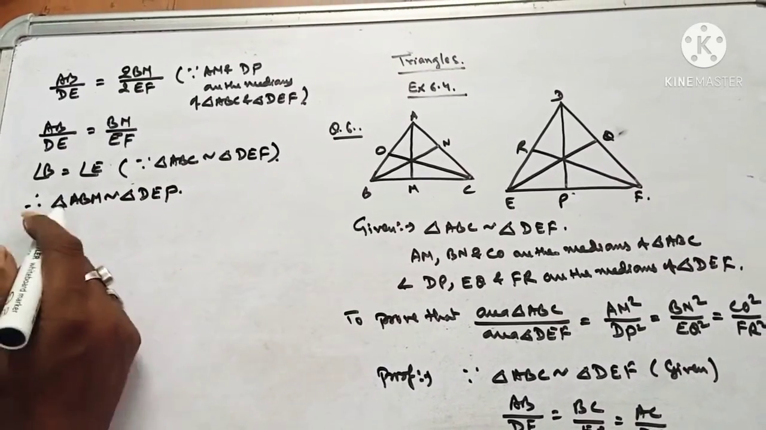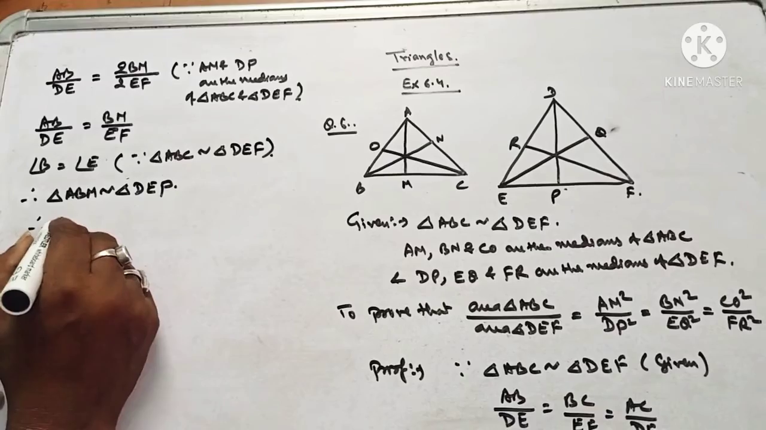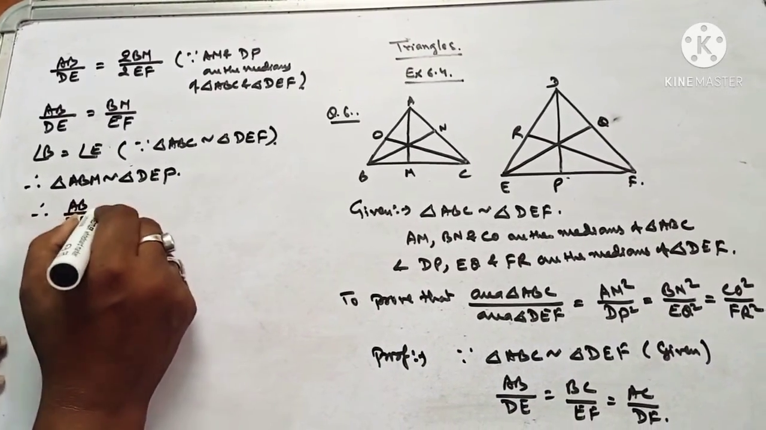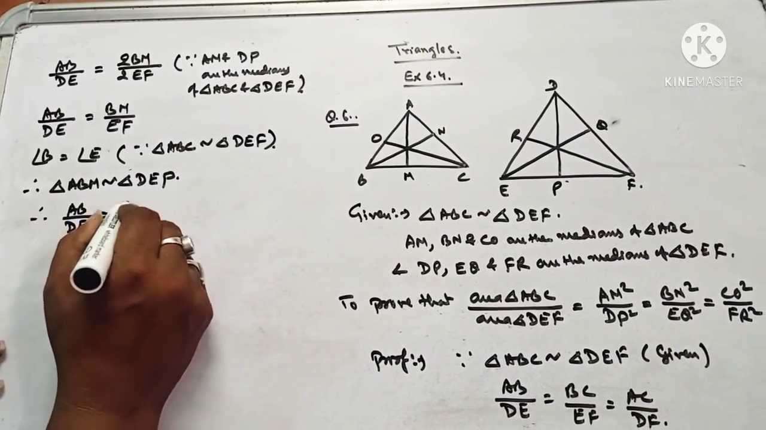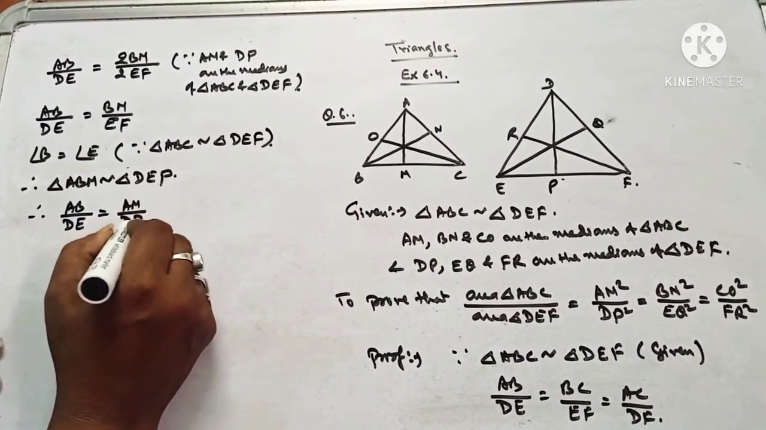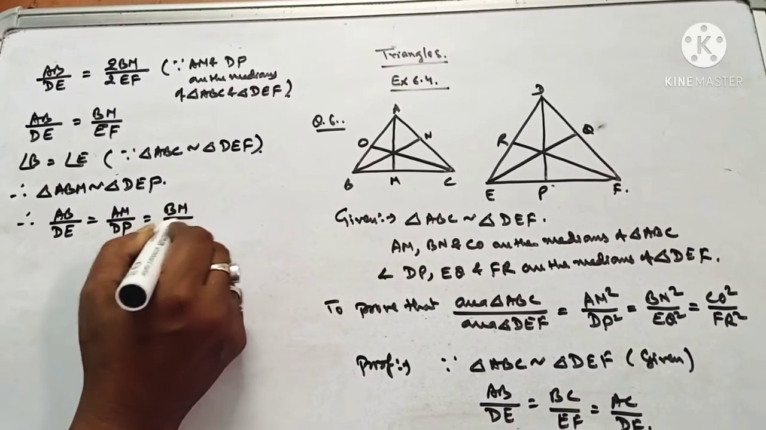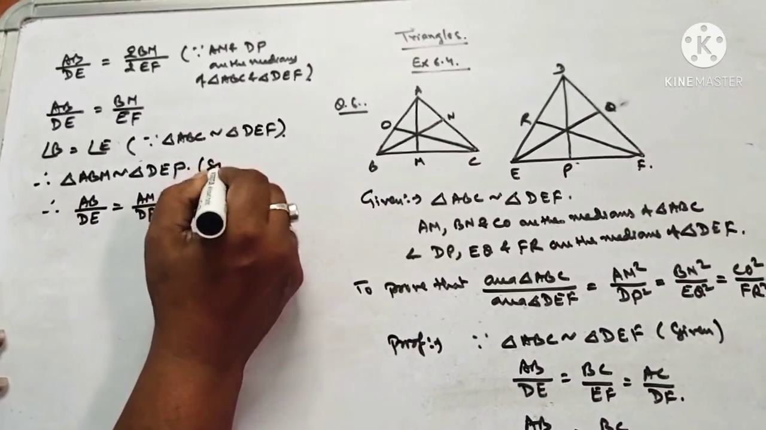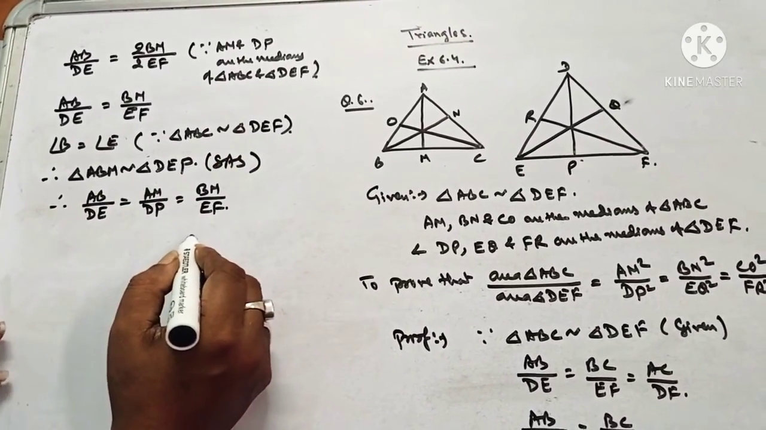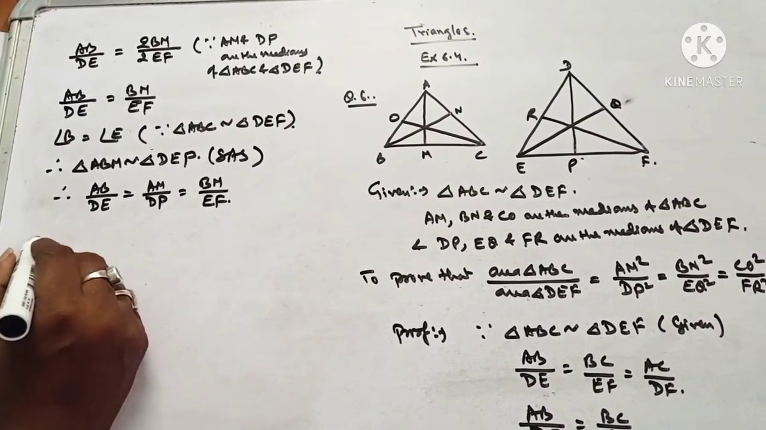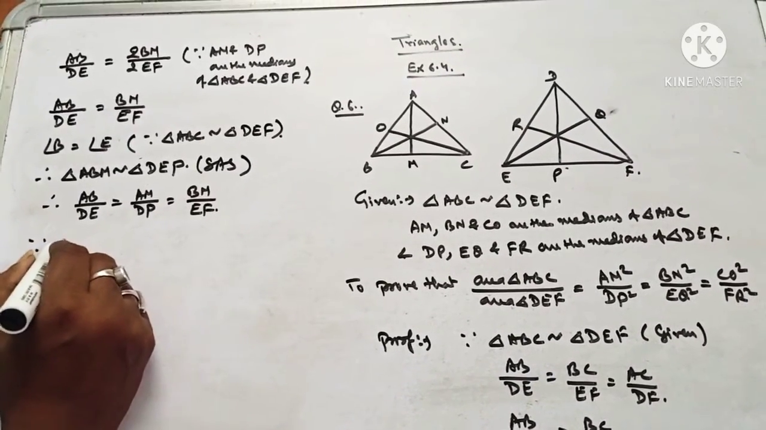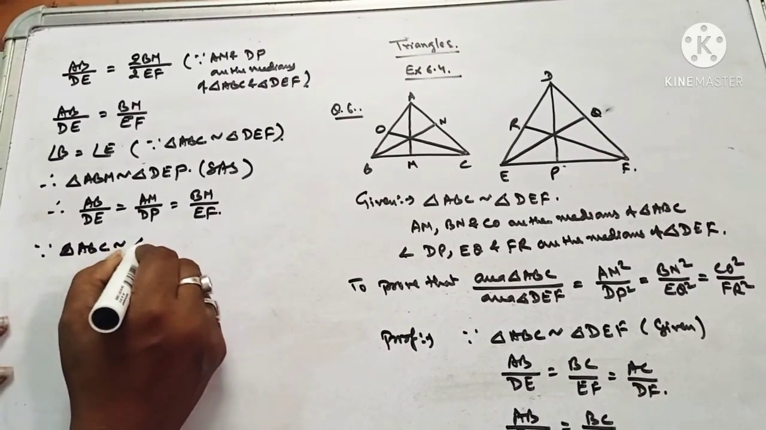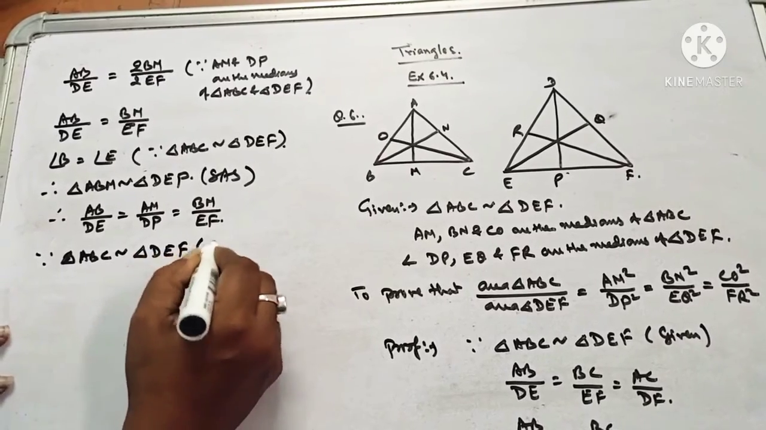Now, therefore, your sides are proportional. AB by DE is equal to AM by DP is equal to BM by EP. Since they are similar, this is from SAS similarity, so the sides are proportional. Now we know that since triangle ABC is similar to triangle DEF, this is given to you.